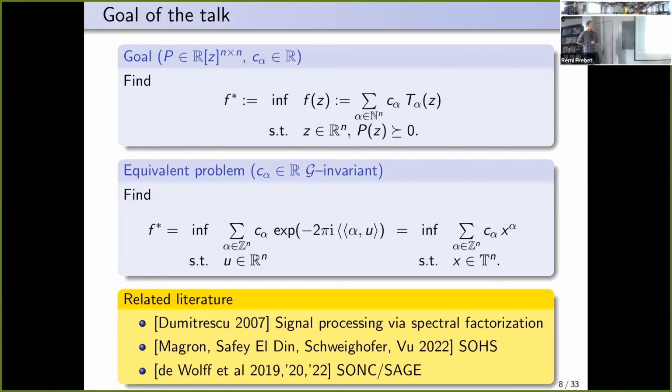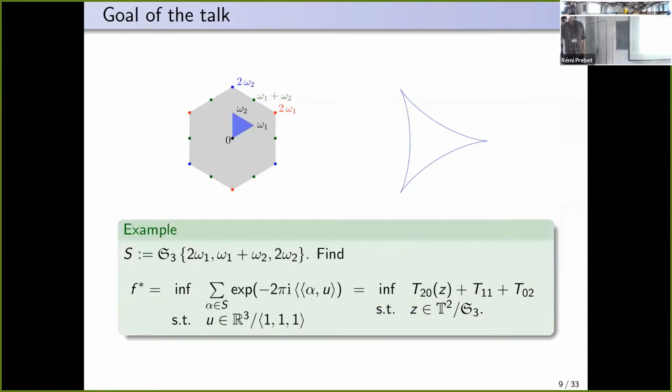So, yes, these topics are related to each other, but what we want to do is we don't want to use the Chebyshev theorem or spectral factorization. We want to use classical polynomial optimization to find this optimal value and maybe adapt the techniques of the Lasserre relaxation a bit. Sorry, yes.